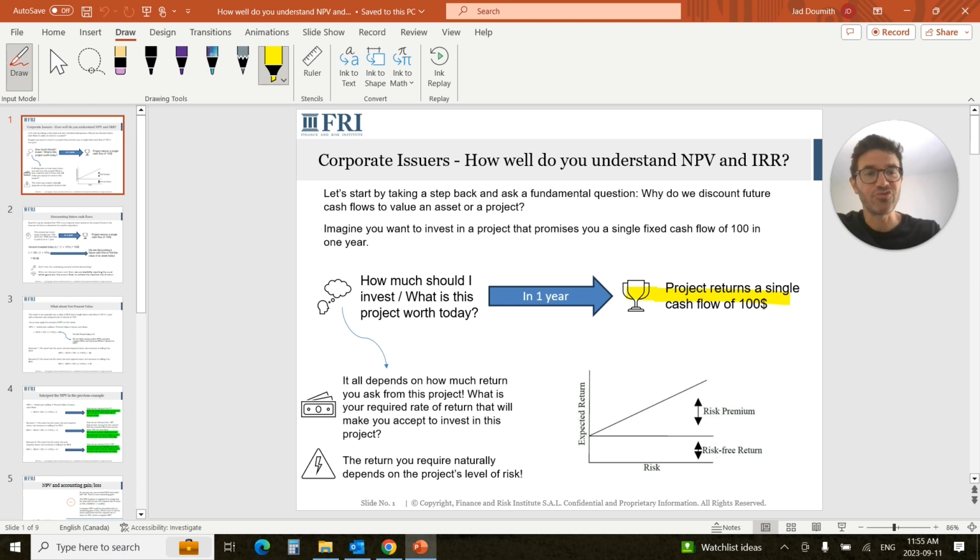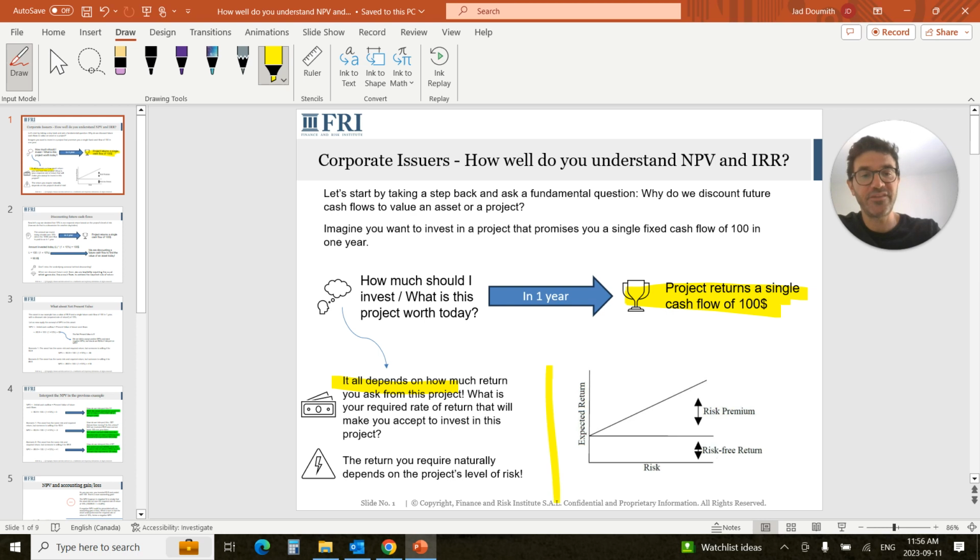So imagine you have a project that would return a single cash flow of $100 exactly 1 year from now. And the big question is, how much would you invest in that project today? Again, given that it will give you $100 exactly in 1 year. And the right answer is, it depends. It depends on how much risk this project carries, or in other words, what is the required rate of return that you would require from that project, again, in order for you to accept to invest in that project.